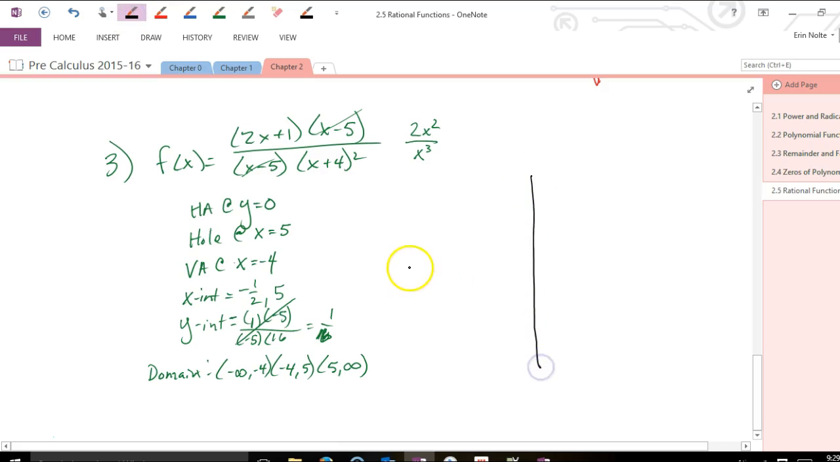Hopefully this function is displayed a lot better. Okay, we have a horizontal asymptote. I'm going to draw this in red here. Horizontal at 0, which is describing the end behavior of the function. I have a vertical asymptote at -4. I have x-intercepts at -1/2 and 5, 1, 2, 3, 4, 5. And a y-intercept at 1/16, which is pretty dang close to 0.